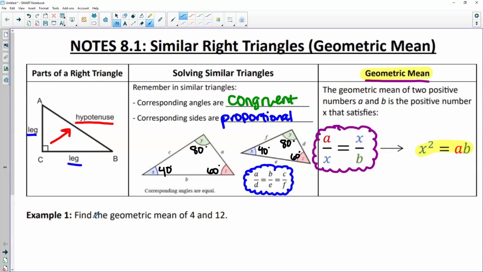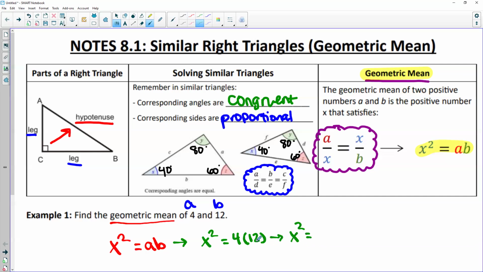So example 1 says find the geometric mean of 4 and 12, right? In this case, when they ask me for the geometric mean, it's understood that I'm using this formula, x squared is equal to a times b, right? And you might be wondering right now, well, what is A and B? Well, A and B represent the numbers that they're asking you to take the geometric mean of. So this formula, x squared is equal to AB, is going to turn into x squared is equal to, well, A is 4, so 4 times B is 12. And if we keep going here, then we get x squared is equal to 4 times 12 is 48.